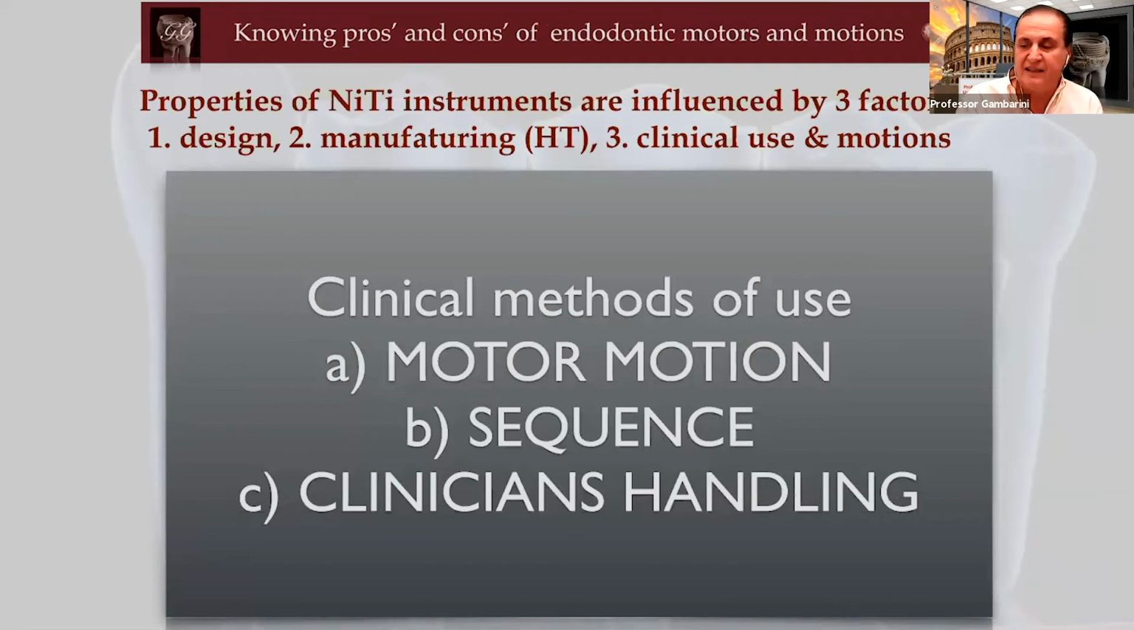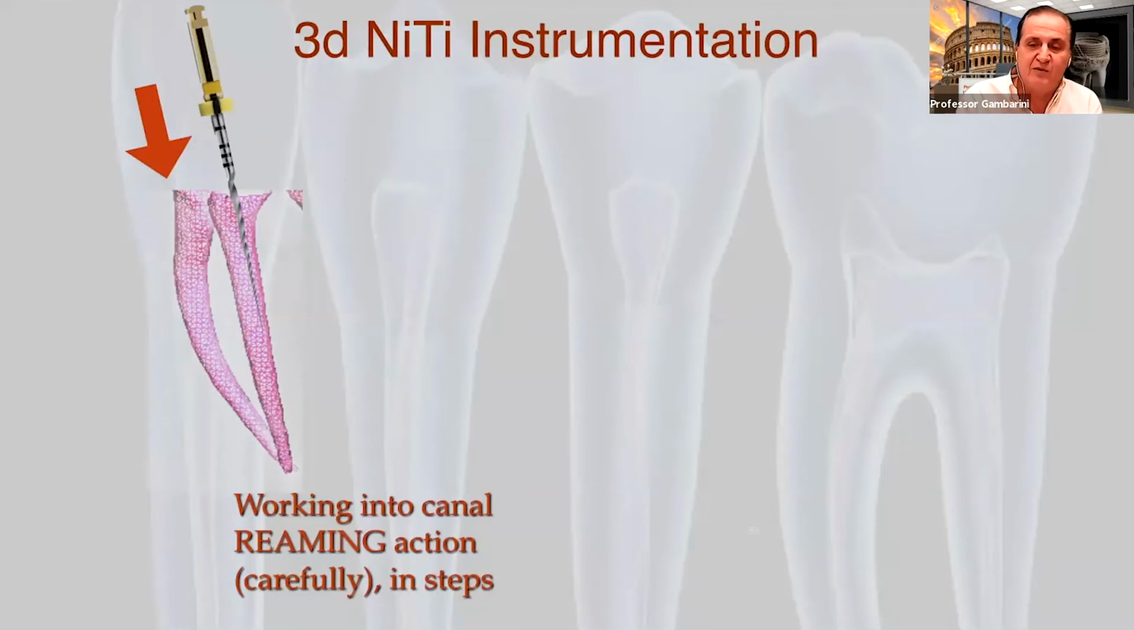What I'm trying to teach you today is the importance of this kind of motion, but also the importance of the sequence and the clinician's handling of the instrument. So what is the clinician handling? It's the way you're using the instrument. For many, many years, NiTi instruments have been used in one way only, while going into the canal. The idea was to reach the apex and then remove the instrument immediately. The main problem here is that working into the canal is a reaming action, which is the dangerous one, and you have to be very careful.